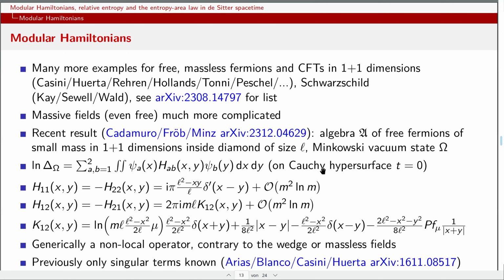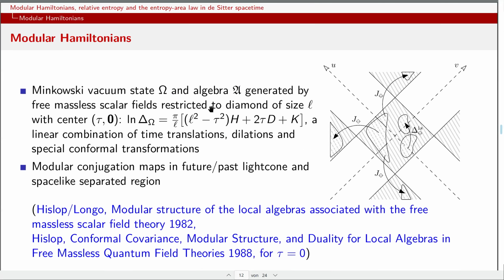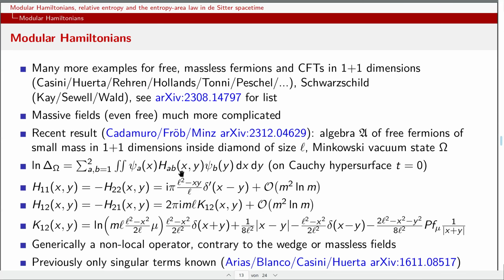So this is an operator on a t equals 0 Cauchy hypersurface. And the result that comes out is that, well, we worked for small mass, so essentially perturbation theory, starting from the massless theory. And the result is that for the diagonal components, so the 1,1 and the 2,2, this is a local term. It couples the fermions at the same space-time point. And in fact, this one is exactly the result that you get if you use the general expression for a conformal theory for this special case. So that's a local transformation.